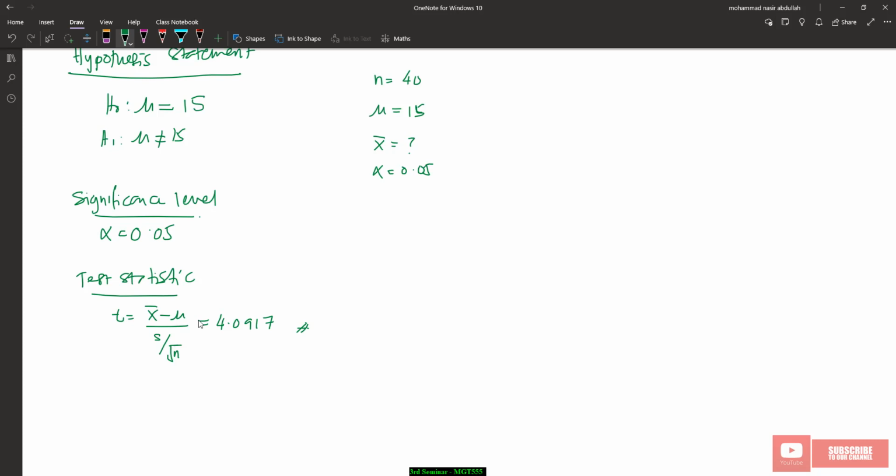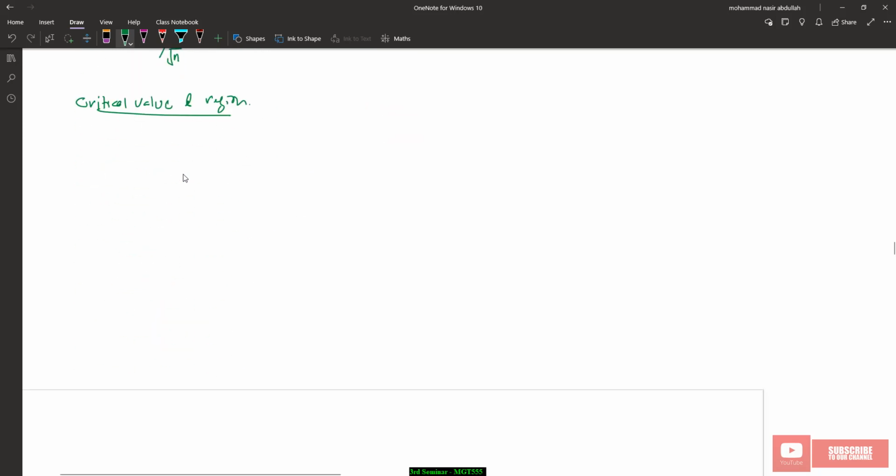And then the next step is we need to find the critical value and region, right? Since this is a two-tailed test, because the alternate hypothesis is not equal to, we draw a bell-shaped curve.